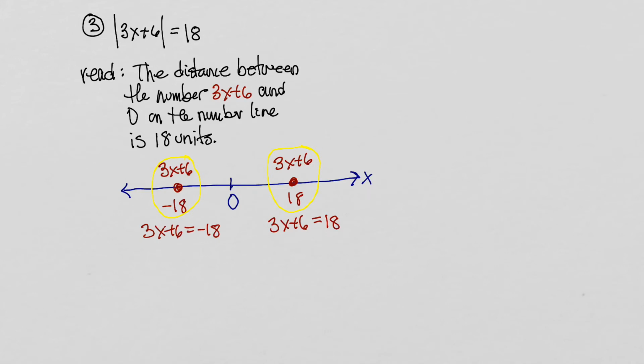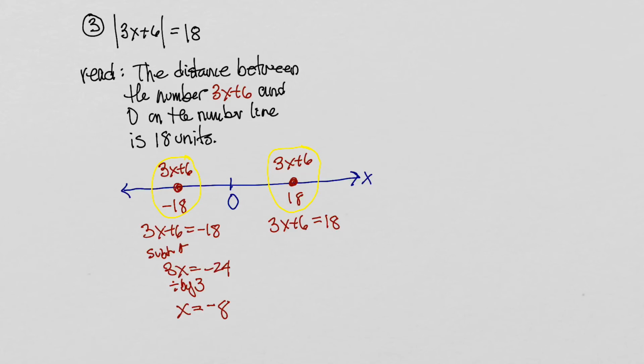So let's start by solving this equation here on the left. The first thing we're going to do, we know what to do here. We've done a lot of these, right? We're going to subtract that 6. So this will give us 3x equals, and then negative 18 minus 6 is negative 24. And we're going to divide by 3. So that'll give us x equals negative 24 divided by 3, which is negative 8.